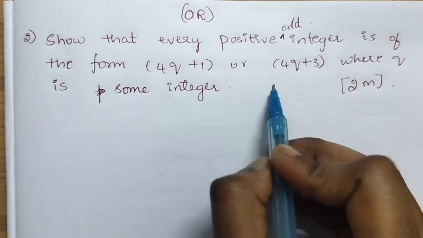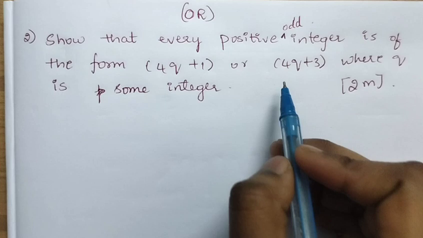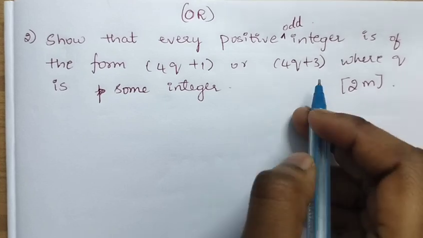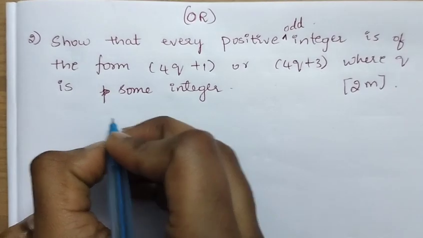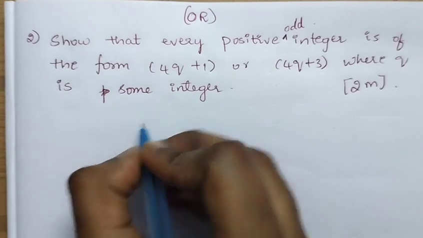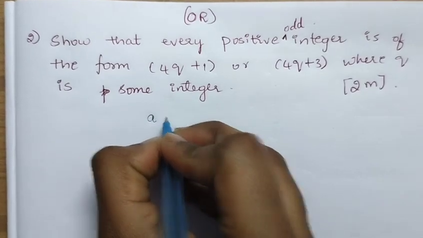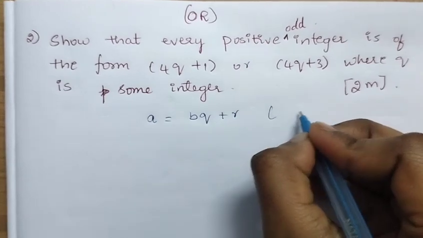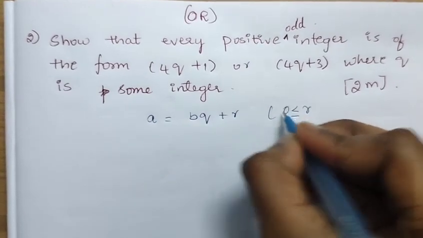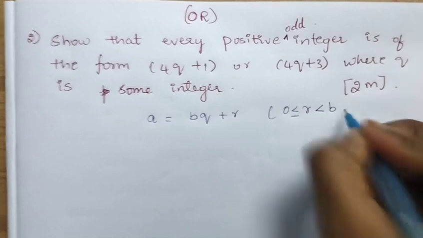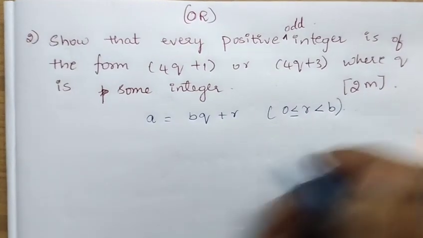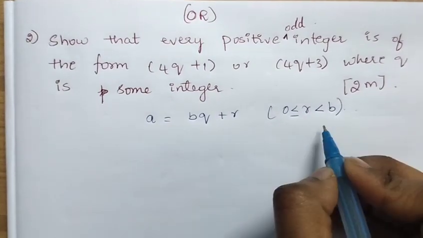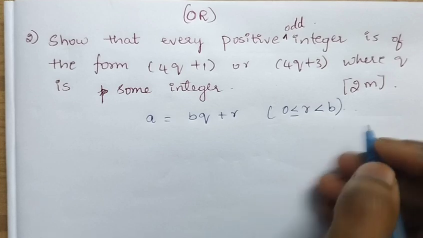Very simple. This question is also based on Euclid's division algorithm, that is Euclid's division lemma. So we know that the generalized form of Euclid's division lemma is a is equal to bq plus r, where r is greater than or equal to 0 but less than b. This is the generalized equation for Euclid's division algorithm.